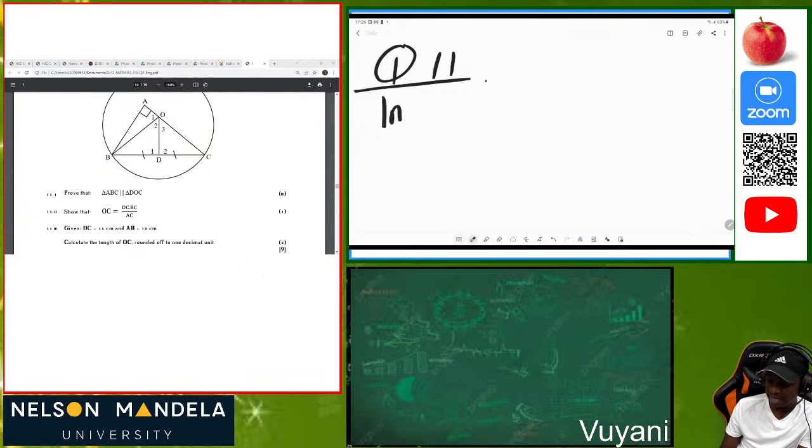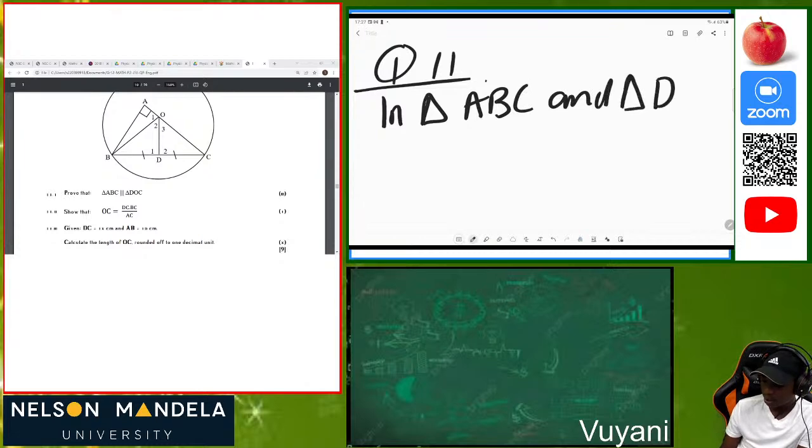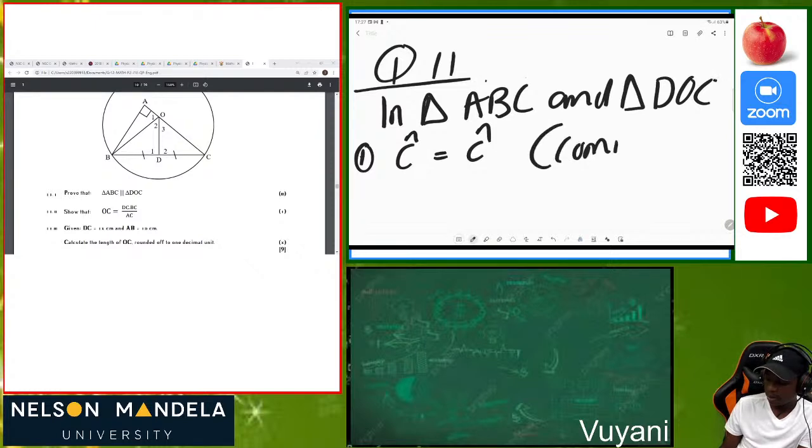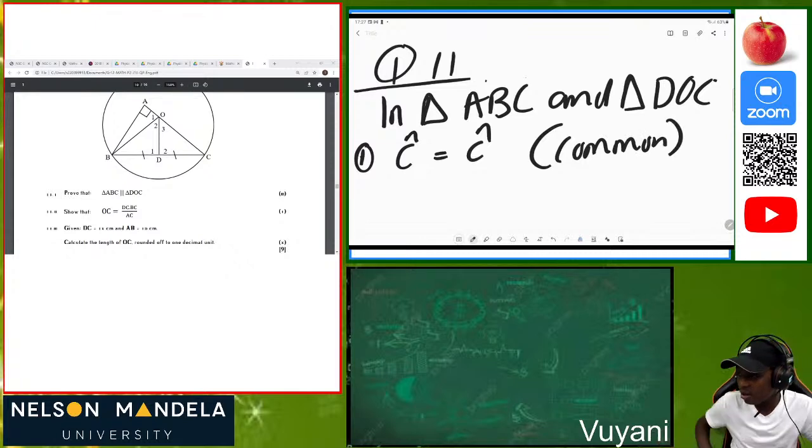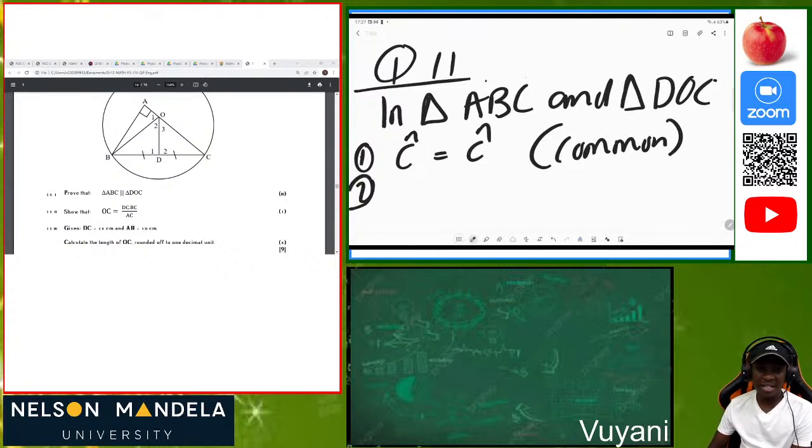So let's try by saying in triangle ABC and triangle DOC, what do we see here? Number one, we see that angle C is equal to angle C. Why? This angle C and this C are common in both triangles. You've already been given a mark by just stating that they are common. Now, number two, what else do we see? Do we see that angle A is 90 degrees?